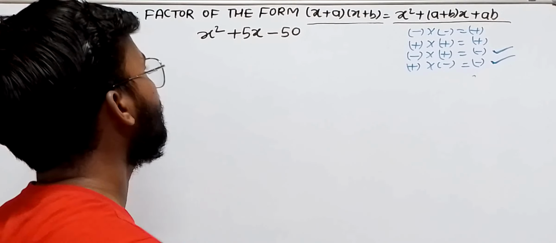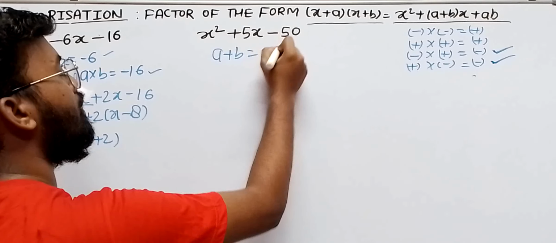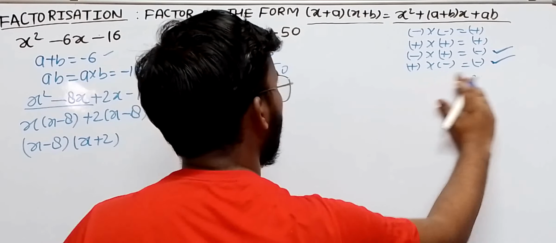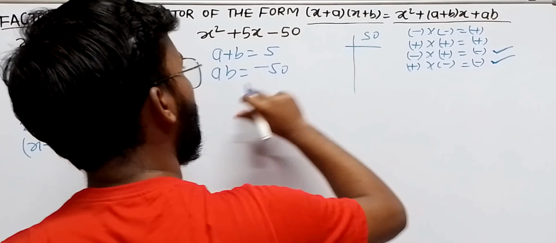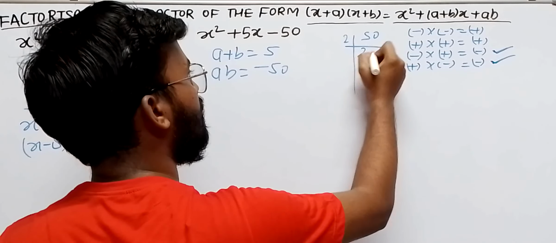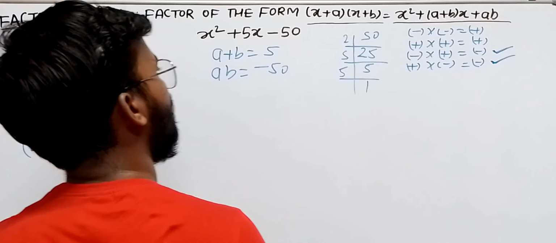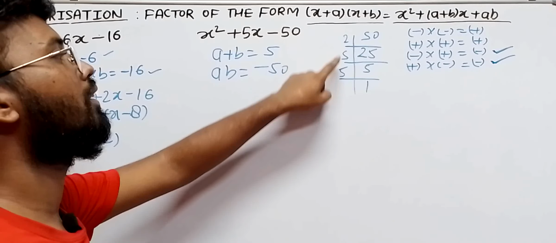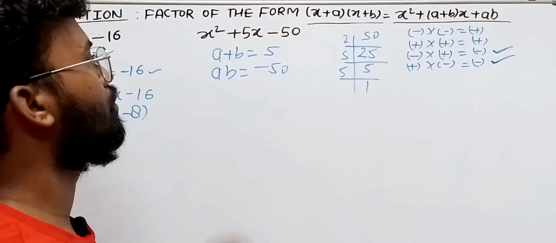We need a plus b is 5 and ab is minus 50. So first factorize the positive value, so it will become 25, now it will become 5, now it will become 1. Now we have to convert these numbers into only two numbers.